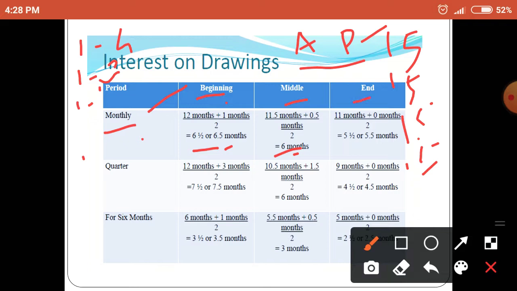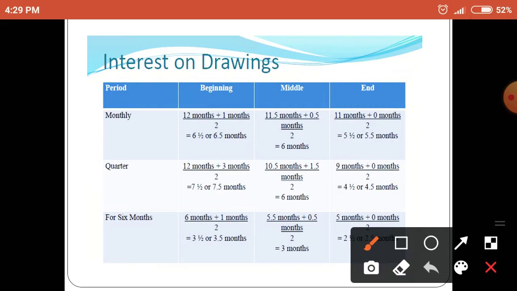And next, end of each month. End of each month means what? Every month ends with 30 or 31: 30 June, 31 July, 31 August, 30 September, 31 October. So if drawing is given for these dates, what is the average period to calculate? 5.5 months. That is, beginning of each month 6.5, middle of each month 6 months, and end of each month 5.5 months.